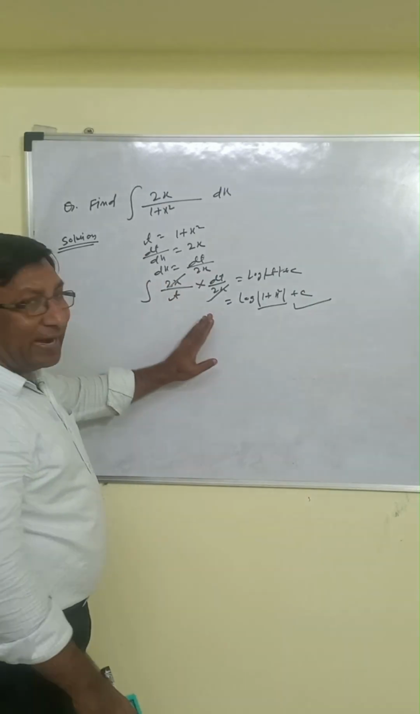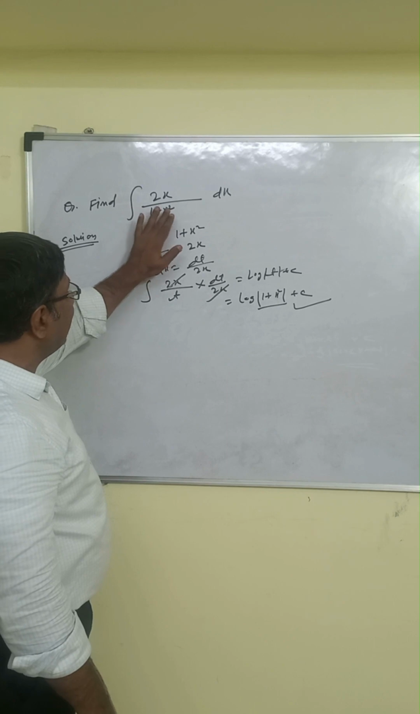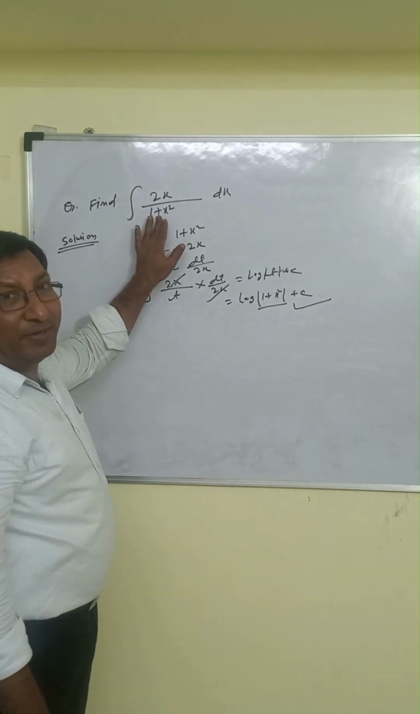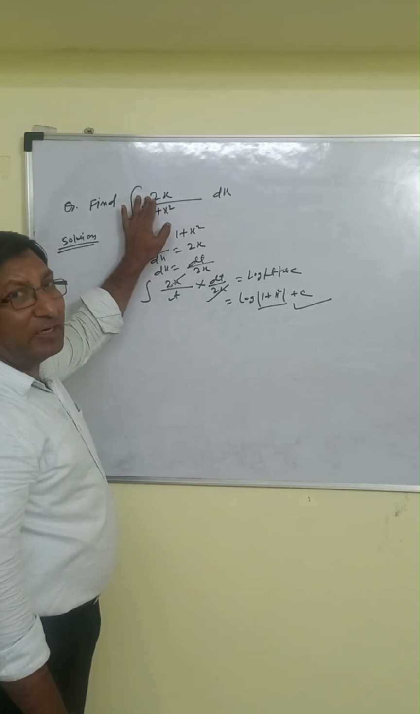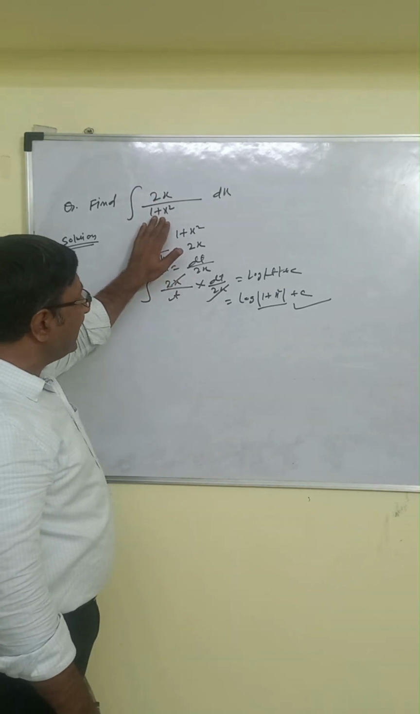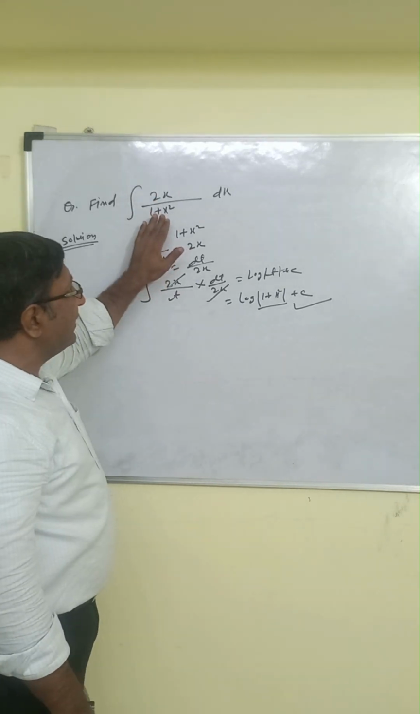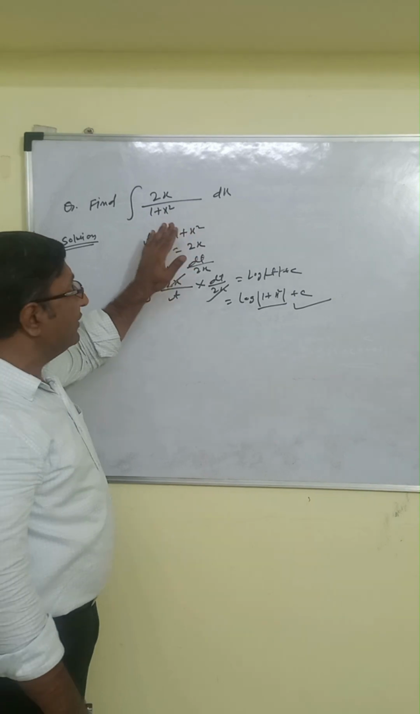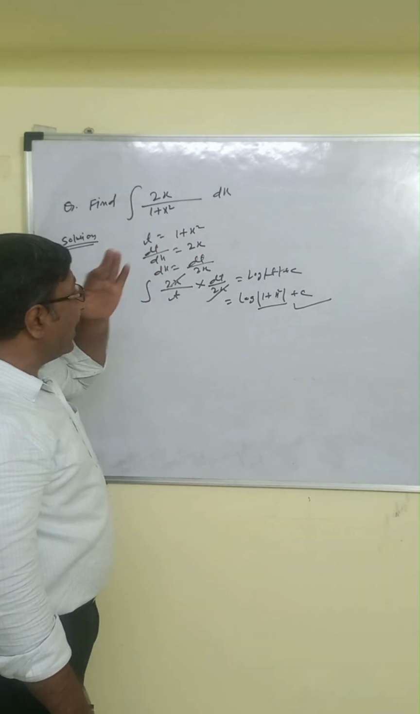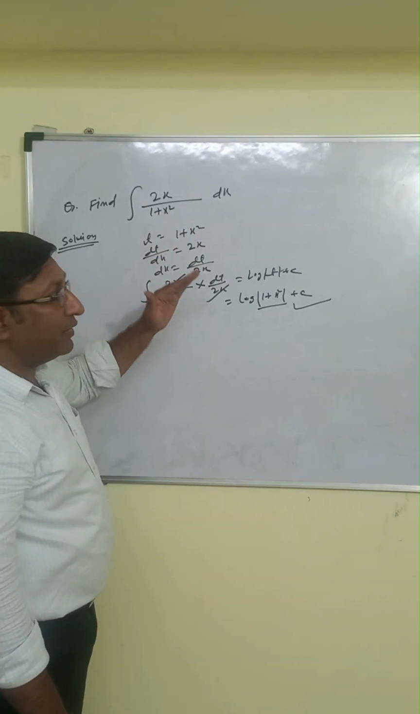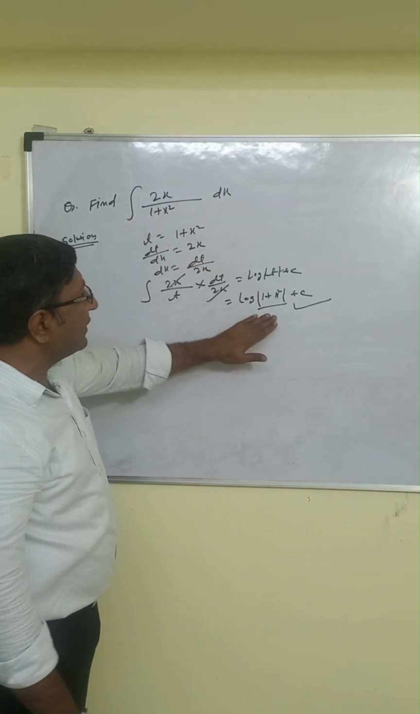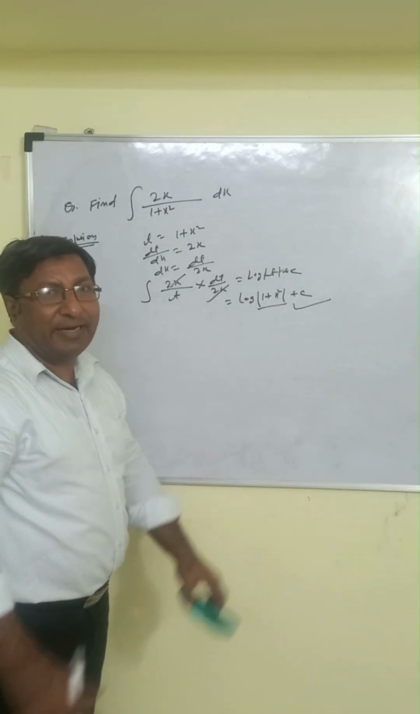And we are seeing directly here that the derivative of the denominator is 2x, that is the numerator. So when the derivative of the denominator is the numerator, then our answer is the log of the denominator. So log of 1 plus x squared plus c is our correct answer.